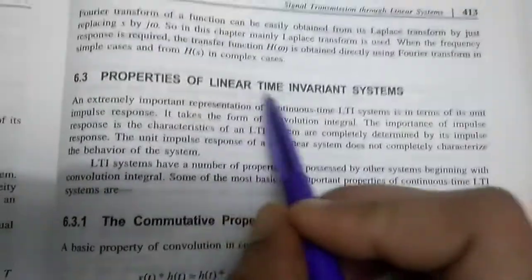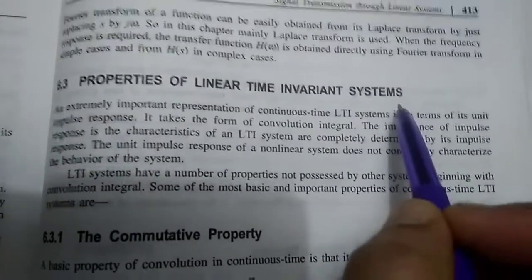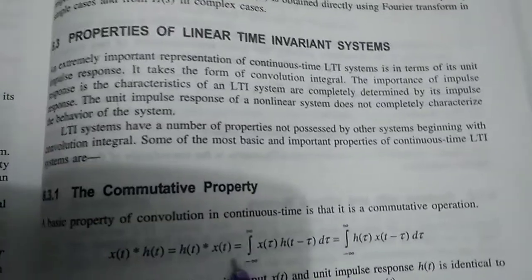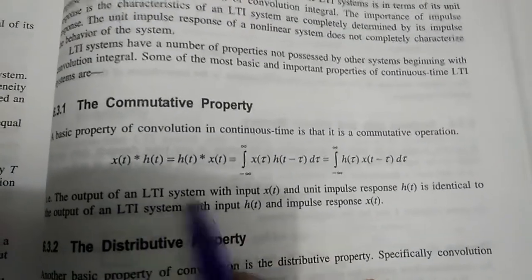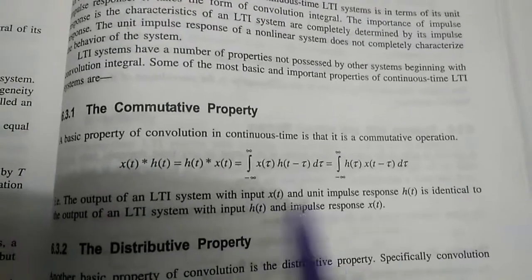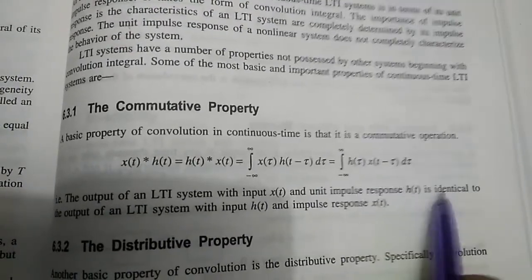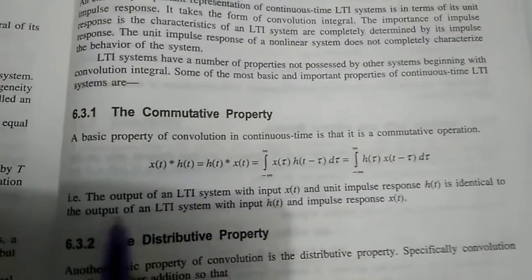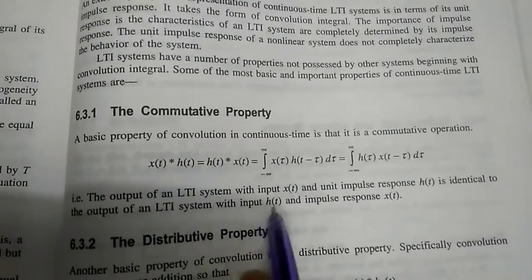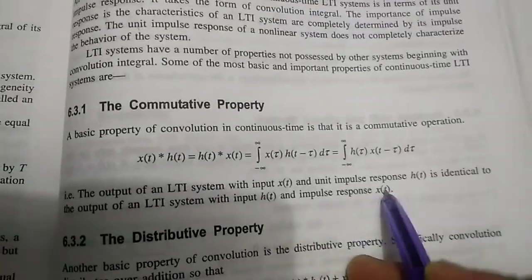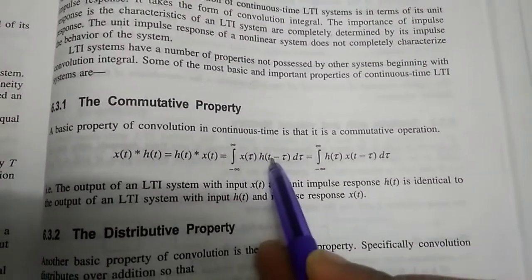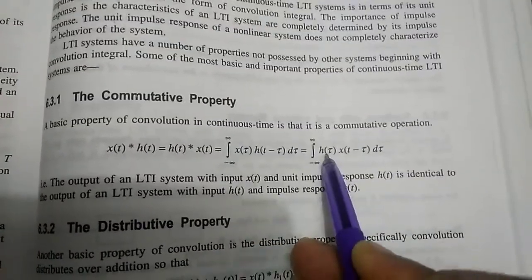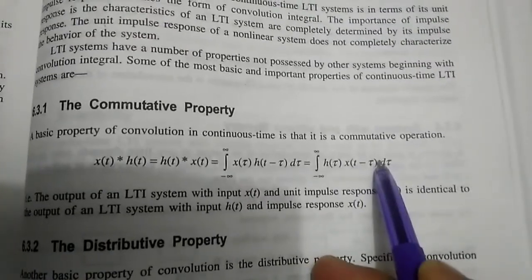Next, we see the properties of a linear time invariant system. The first property is the commutative property, which states that the output of an LTI system with input x of t and impulse response h of t is identical to the output of an LTI system with input h of t and impulse response x of t. That is, x of tau into h of t minus tau is equal to h of tau into x of t minus tau.